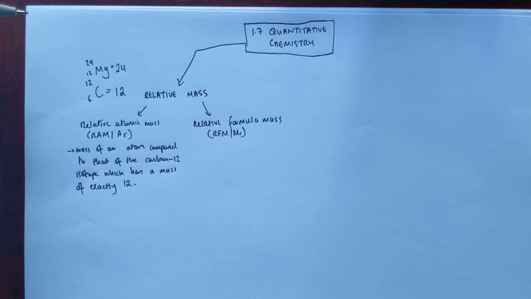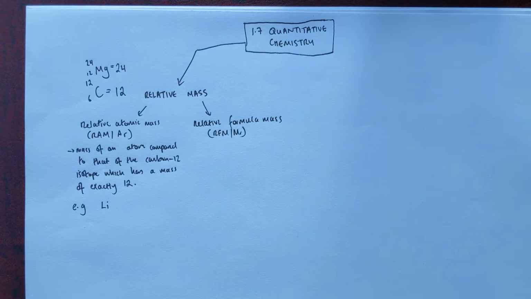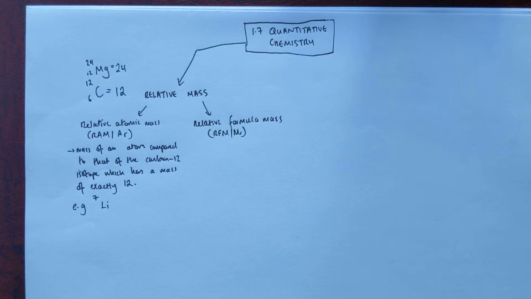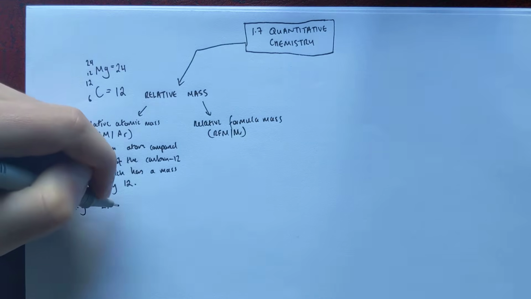Now that's the definition. In terms of actually doing that in practice, a question might say, what is the relative atomic mass of, for example, lithium? All you would do is look for lithium in your periodic table, you would look for its mass number, which is 7, and that would tell you that the relative atomic mass of lithium is just 7.